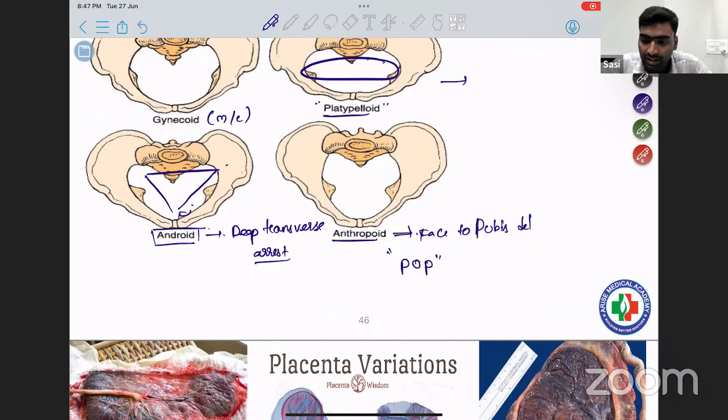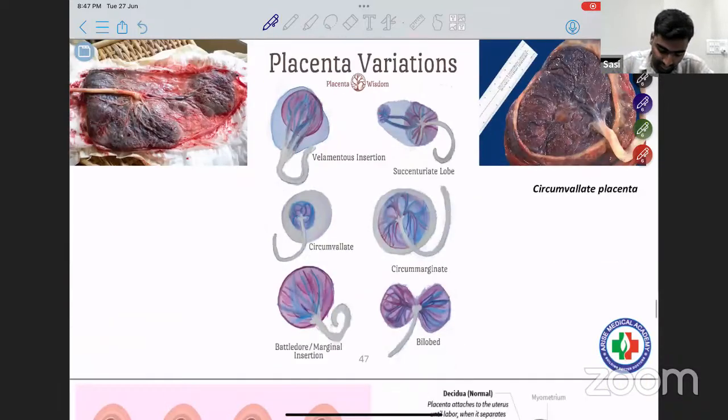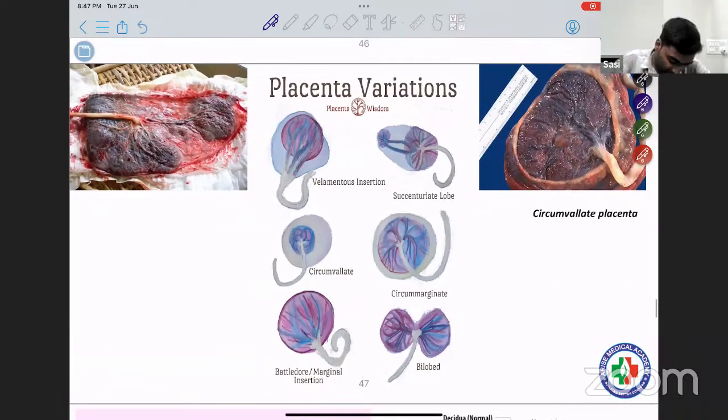We'll move on to the placentas. Fine. What is the name of this placenta? The first placenta you will be able to see. Answers in the chat box.